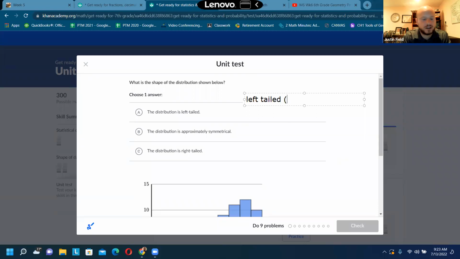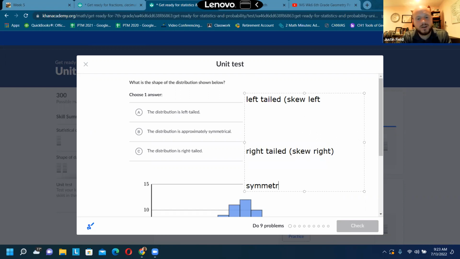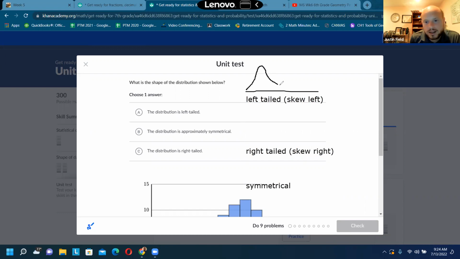Left-tailed is called skew left. Right-tailed is called skew right. And symmetrical. So write those down. I'm going to draw the shape, what it looks like. So sometimes we have a bunch of data on the lower end and then some data as we go higher. Sometimes we have a bunch of data on the high end.